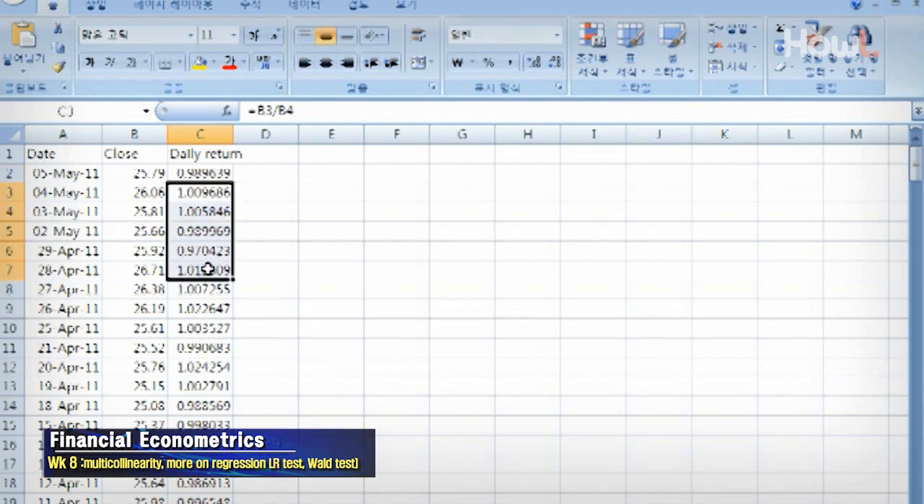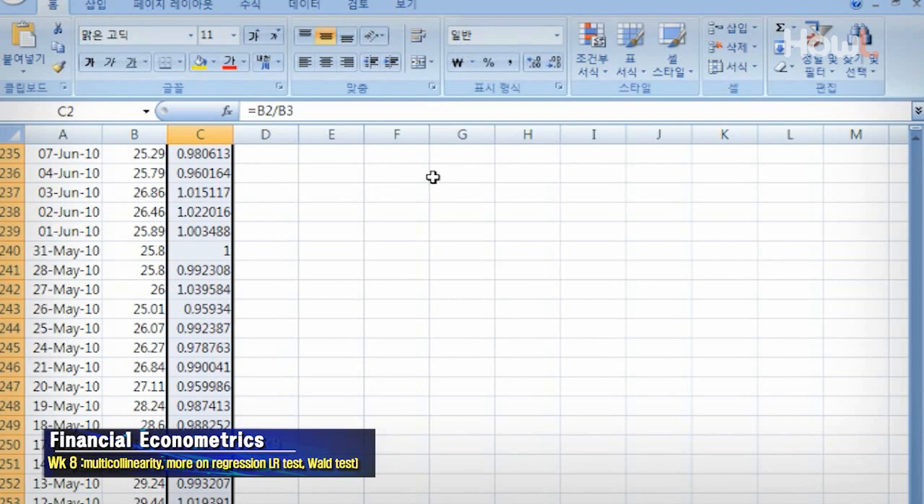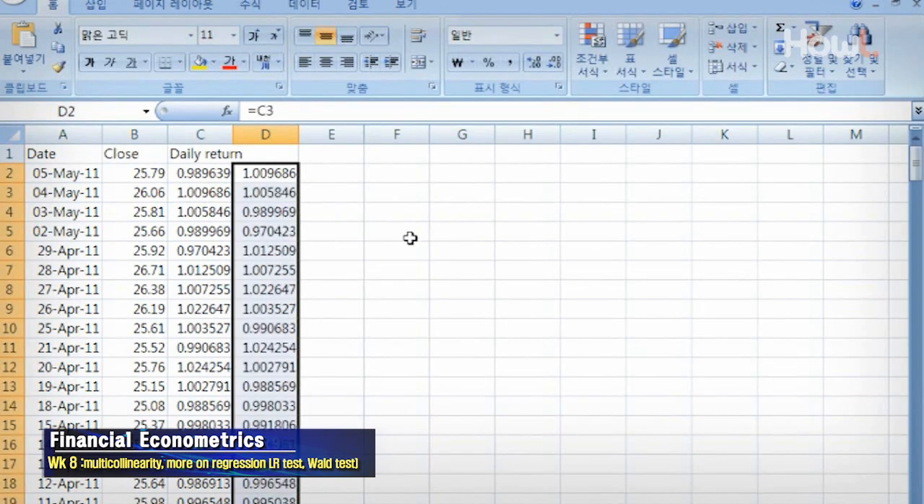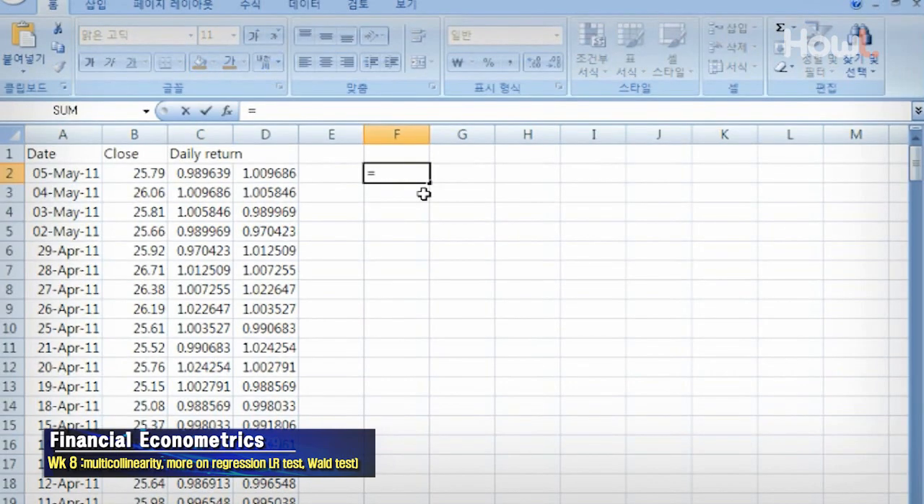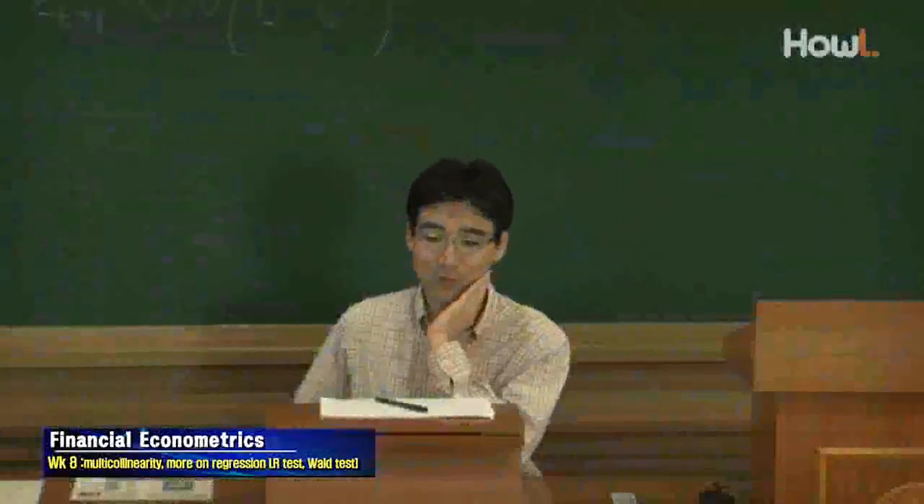So this is the daily return. Let's bring yesterday's stock return to today. So basically I match them. This is called first order serial correlation. I match today's stock return with yesterday's stock return, and yesterday's stock return with the day before's stock return, right? And then I estimate the correlation between the two. So the correlation between this one and this one.